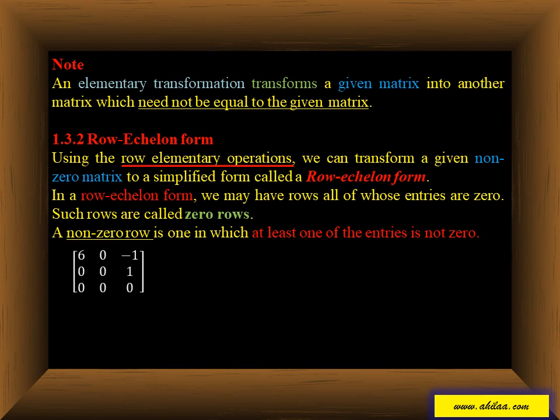See this example. A 3 by 3 matrix: 6, 0, -1; 0, 0, 1; 0, 0, 0. Here, which is the zero row? The third row contains all 0 elements, so it is called the zero row. R3 is said to be the zero row. But consider R2. What about it? That is a23, which is 1. It is not 0. Therefore, we say R2 is a non-zero row.